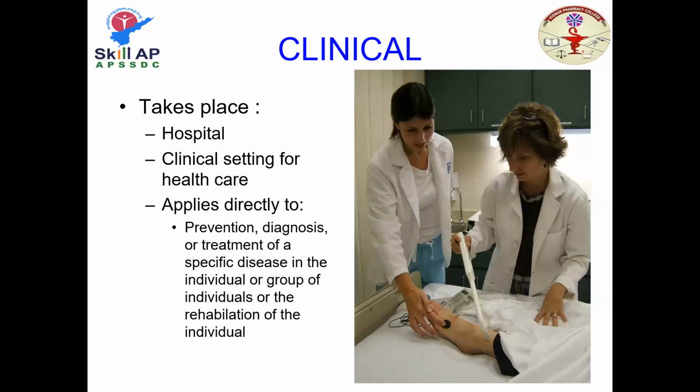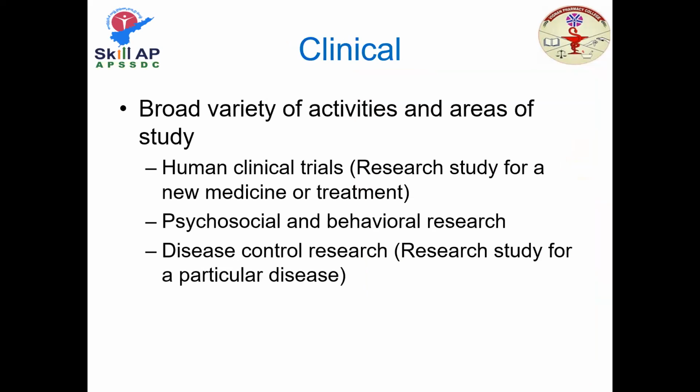It applies directly to prevention, like vaccines, because when we are checking vaccines, it is for preventing many diseases. Diagnosis is done with devices, like medical devices, where we will be diagnosing various kinds of diseases. Everyone knows about, for example, glucometers. Or treatment of a specific disease in an individual or a group of individuals, like the various medicines we use for various kinds of disease conditions. So broad varieties of activities and areas are checked at the clinical level.